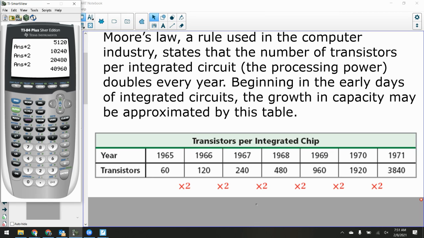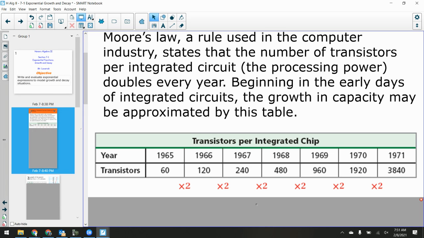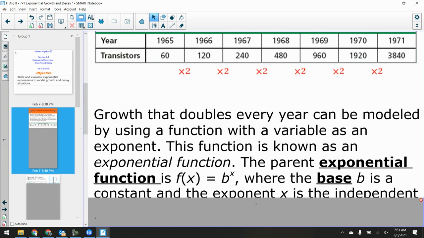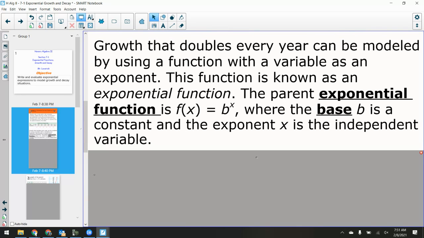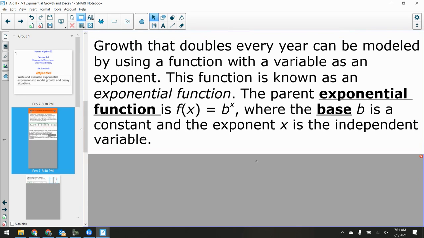See, we're going to see here that exponential things grow rather quickly as time moves on. Okay? It doesn't grow at a constant rate. It actually grows at a curved rate. It's this thing called an exponential. Growth that doubles every year, or doubles every month, can be modeled by using a function with a variable in an exponent. This function is known as an exponential function. So the key here is having the variable within the exponent.